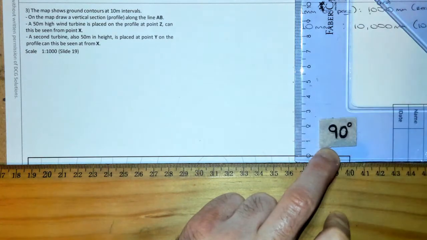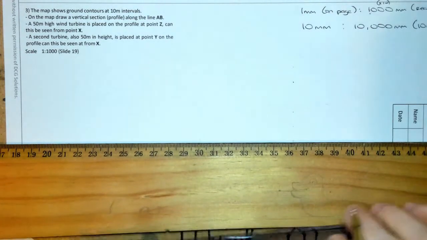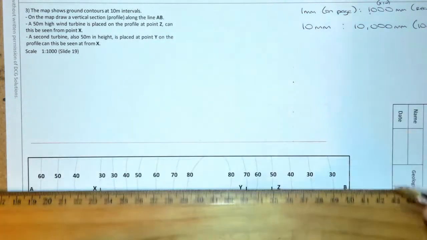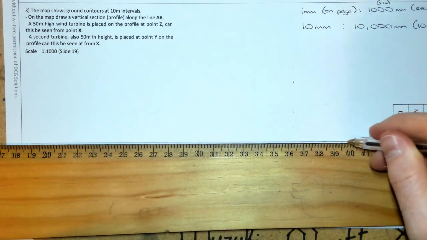Just fix that one there. Okay, so drawing in my profiles, or my contours essentially. Make sure they go over far enough. So over to about there.